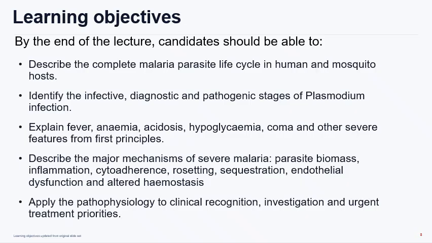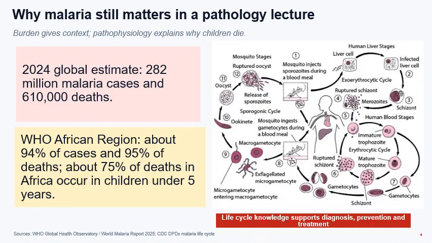A recall question may ask you for the infective stage, but a stronger question will present a child with coma, acidosis, or severe anemia, and then ask you to select the mechanism that best explains the findings expressed in that question. Keep asking yourself when you are going through this: what stage is involved, what tissue is affected, and what pathological process follows. Malaria remains a major cause of preventable childhood illness and death.